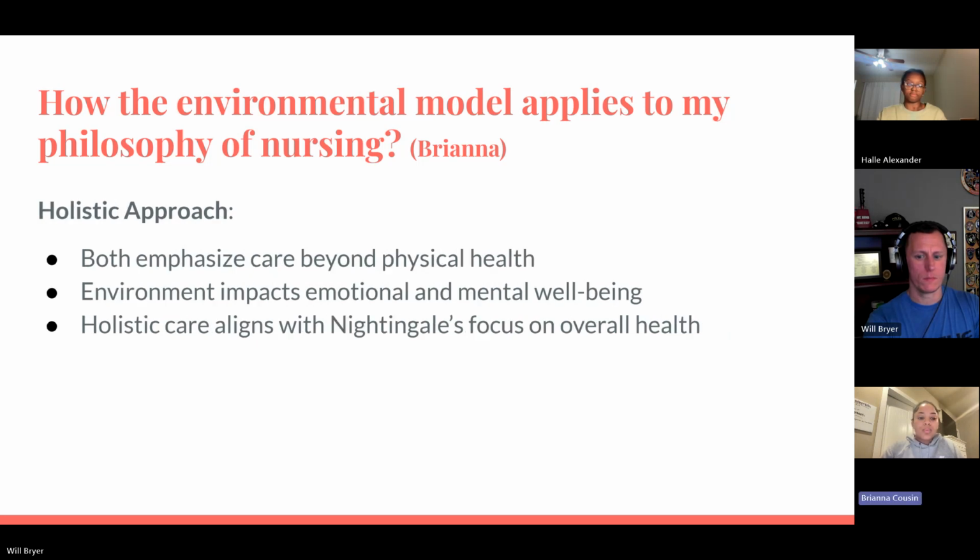The holistic approach, I feel like we both emphasize that care is beyond the physical health. It also includes their mental and social needs, approaching the patient as more than a set of symptoms. You have to treat their physical, their mental, and their emotional needs. And the environment that they're in and the things that you can change can directly influence their mental and emotional well-being. Her idea focuses on overall health, caring for the whole patient, their emotional needs, and all.